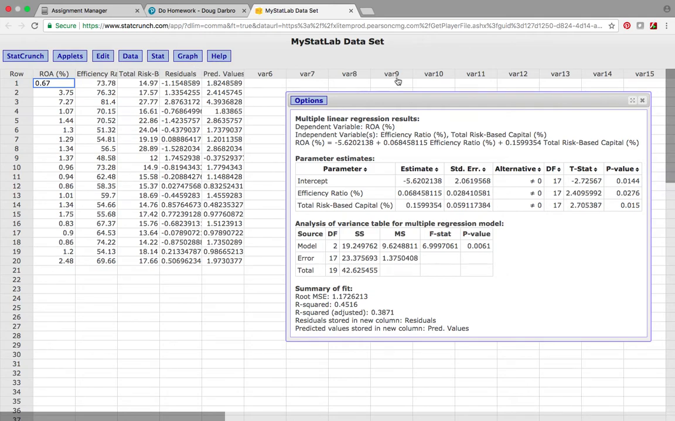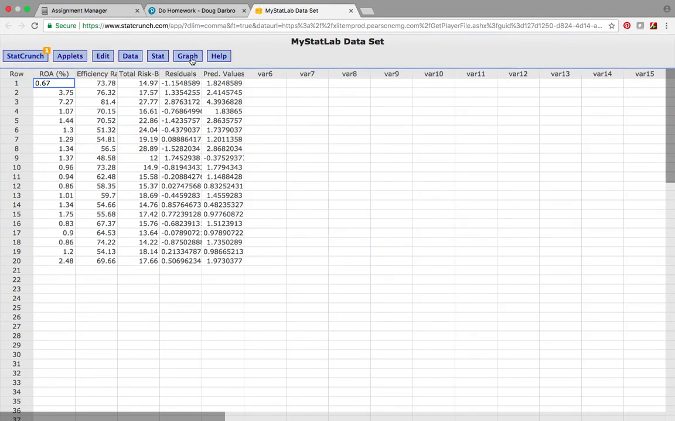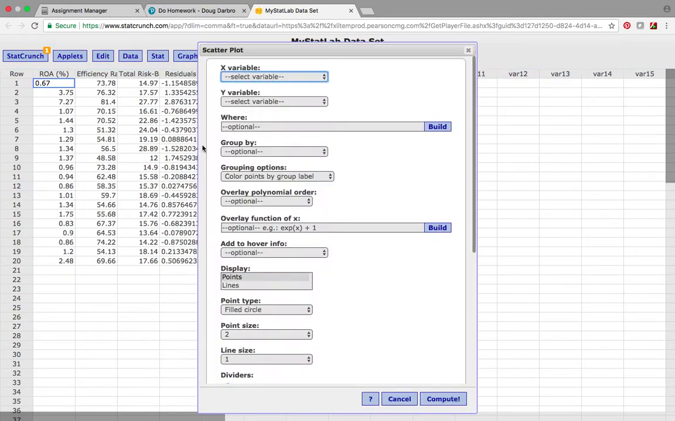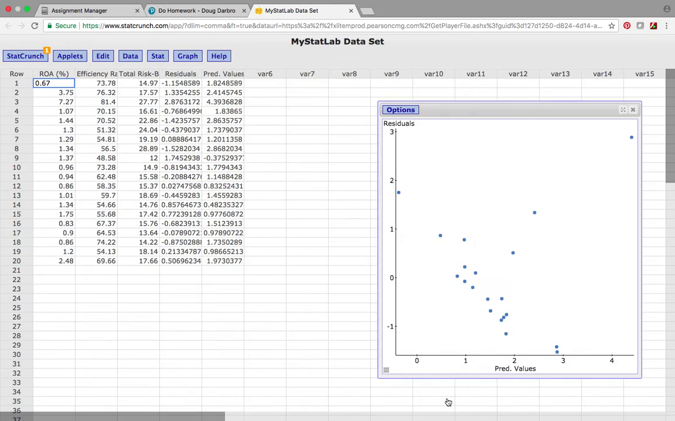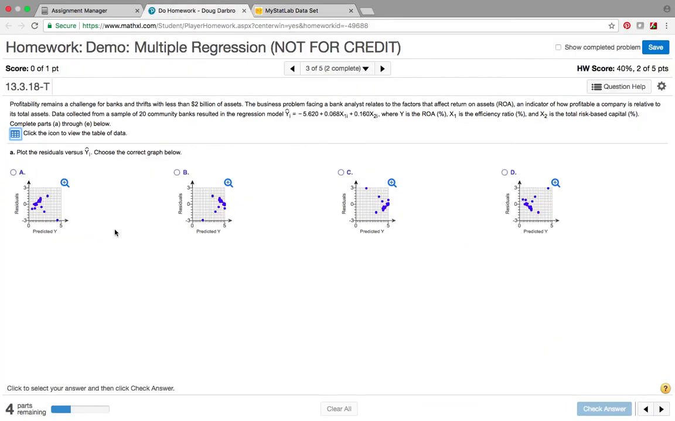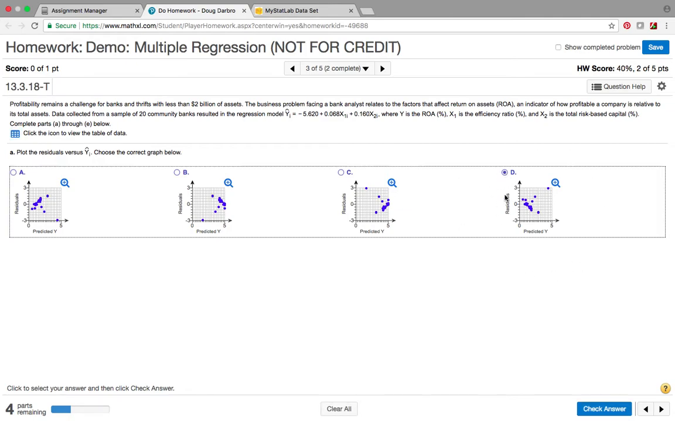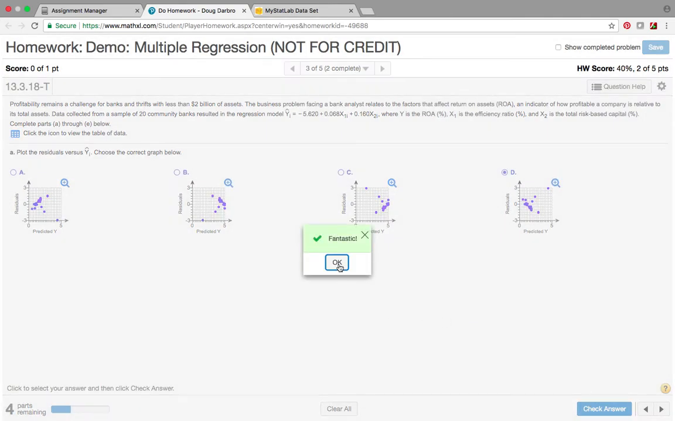All right, so I want to close this down and go to scatter plot. And as my X, I want my predicted values, and as my Y, I want my residuals. And I get kind of a straight line there. So the one I'm looking for has these three. I'm going to look at those 3 dots and then something up there. So it looks to me that this D over here is the one that most closely matches.